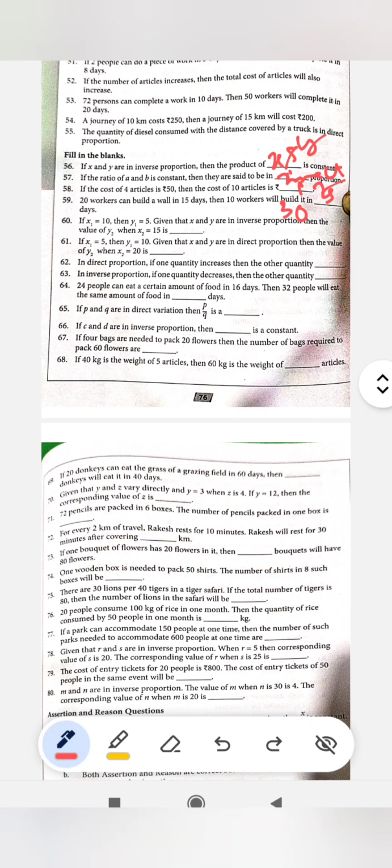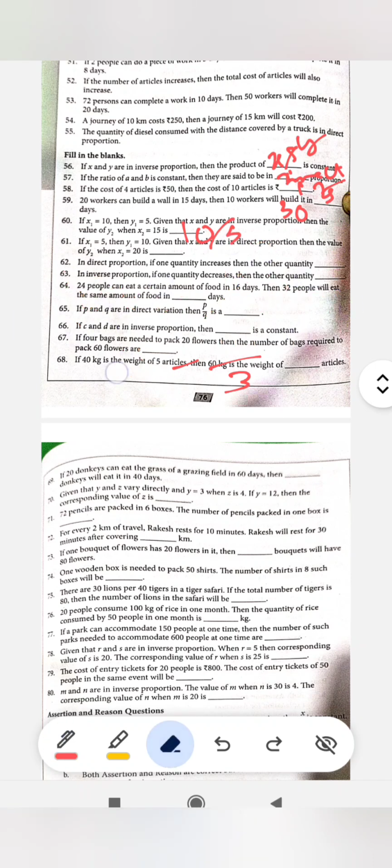If x1 is equal to 10, y1 is equal to 5, and x and y are in inverse proportion, it means their product is constant. So 10 into 5 is equal to 15 into y2. So y2 is equal to 50 divided by 15, that is 10 divided by 3. So the value of y2 it is asking is 10 by 3.